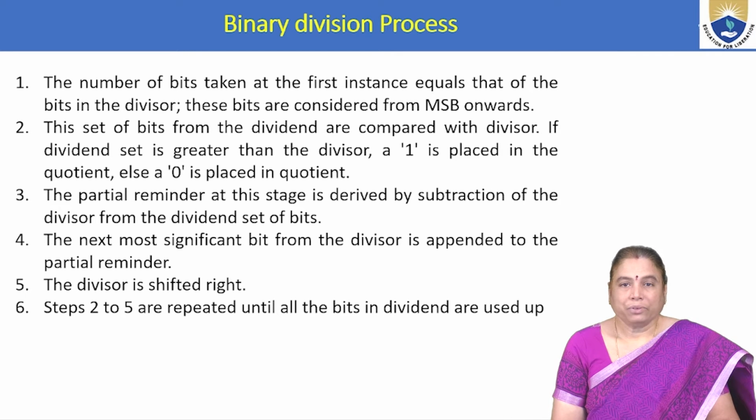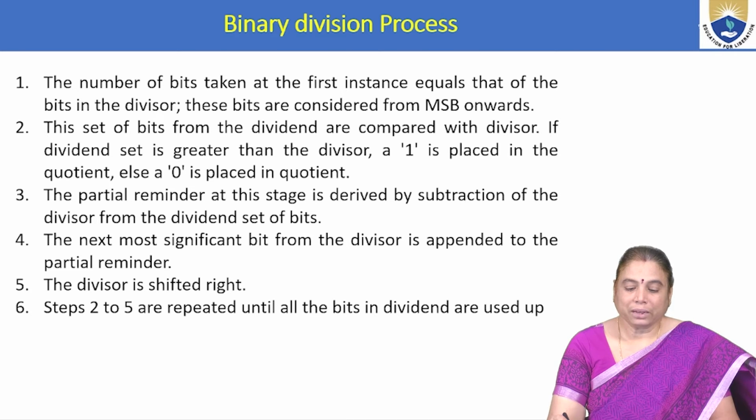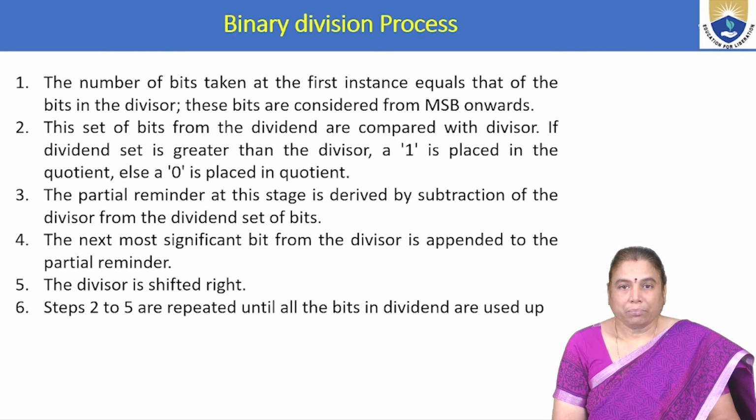What is the binary division process? The number of bits taken at the first instance equals the number of bits in the divisor. These bits are considered from the MSB onwards. The comparison is made by comparing the divisor with the dividend set of bits, starting from the MSB.